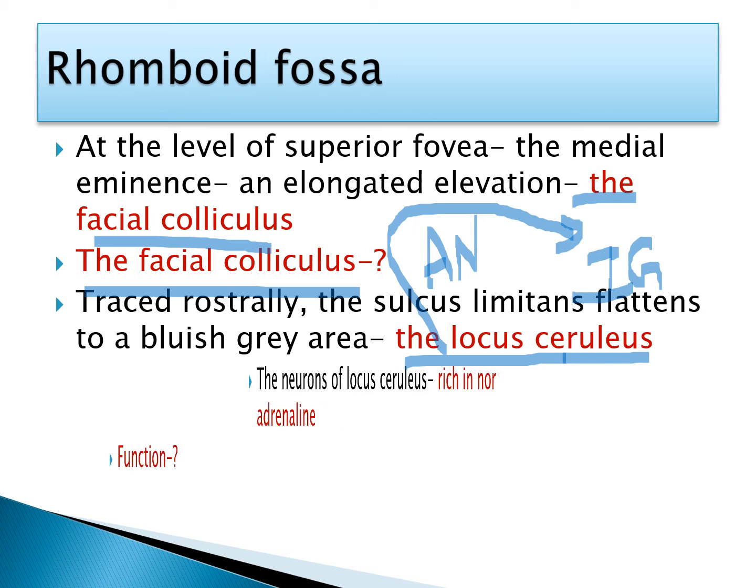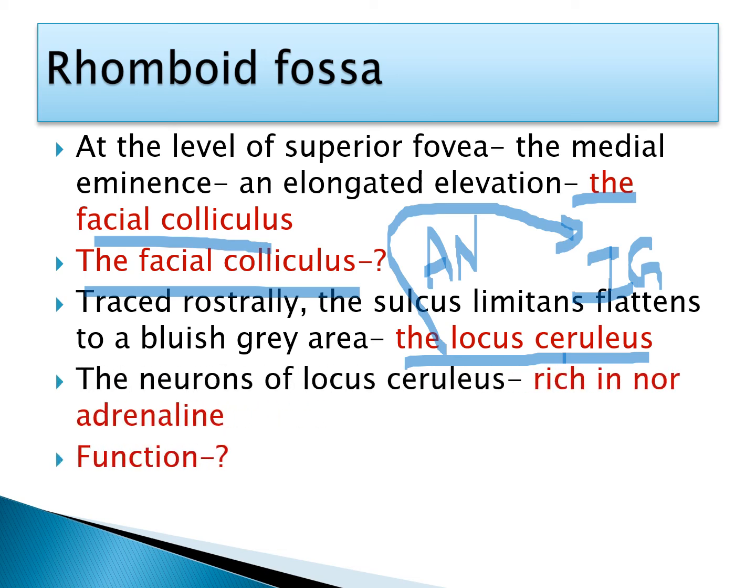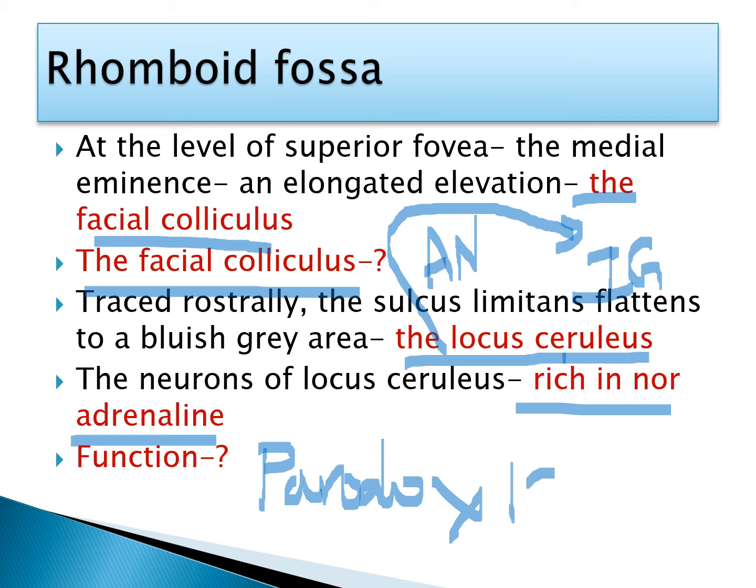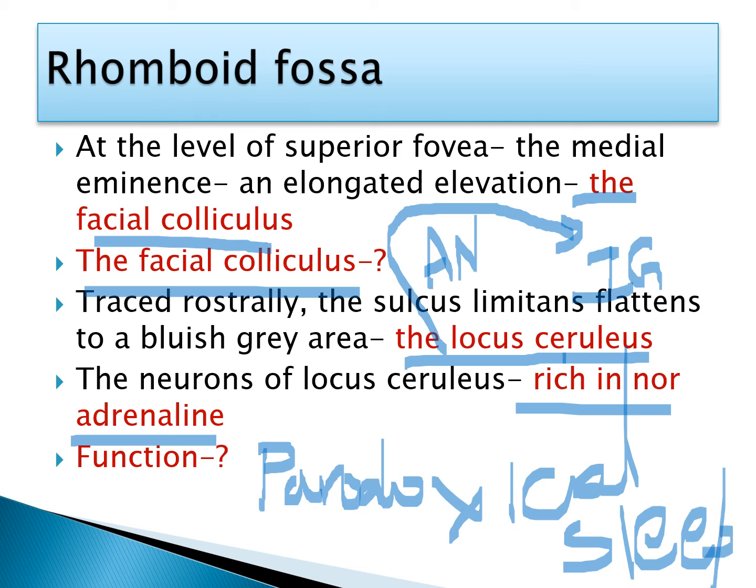If you know, the neurons of locus coeruleus are rich in noradrenaline. What is that function? They are telling this part is of more concern in the causing of paradoxical sleep. So this part is important for this phenomenon, paradoxical sleep in the humans.